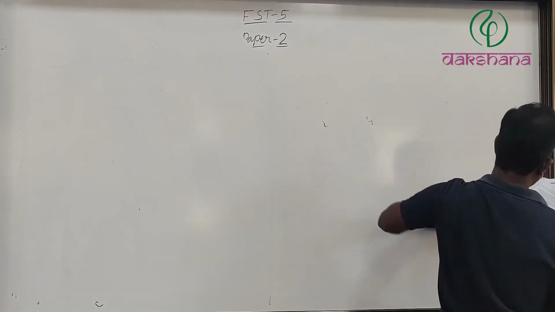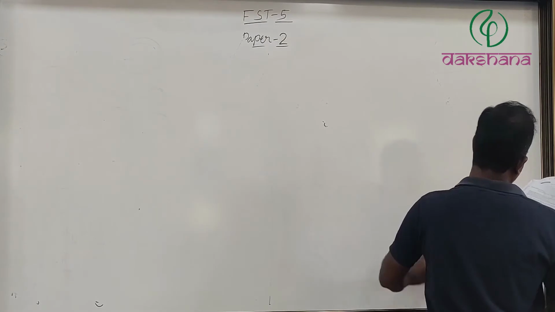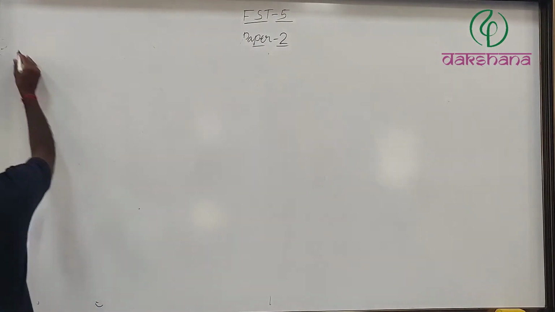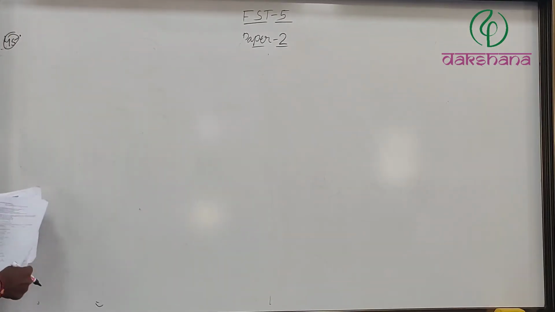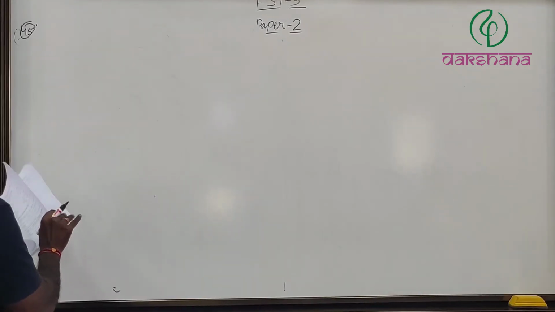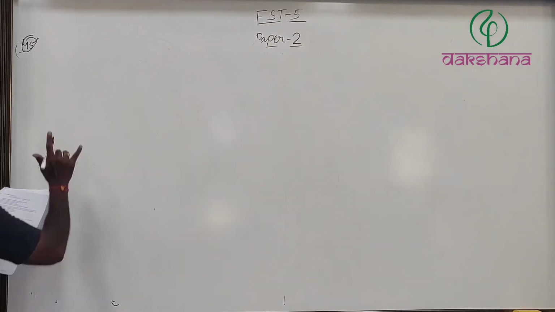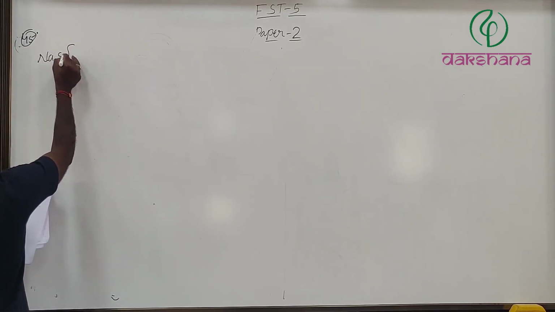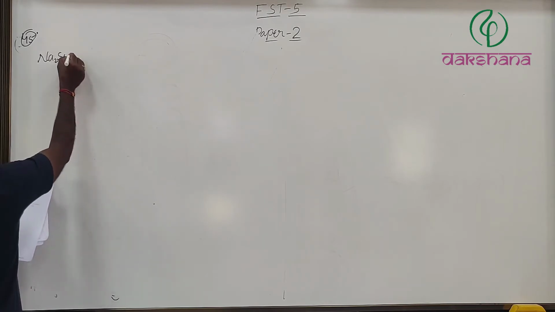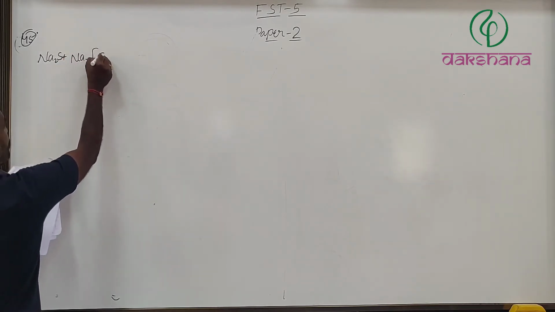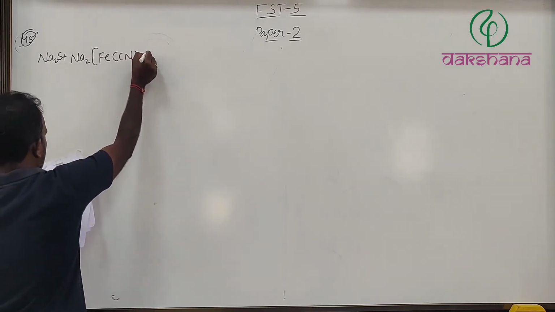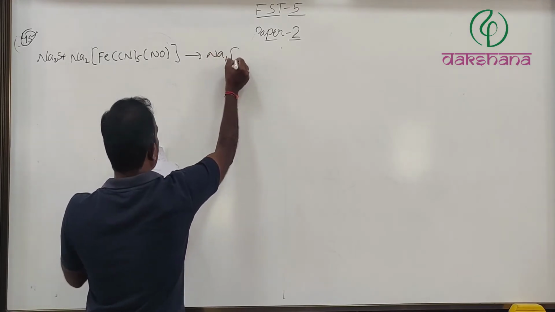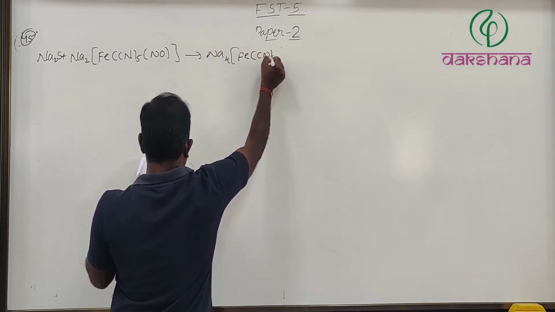That is the reaction, and for that a few expressions are given, we will see what that expression is. So question number 45. In question number 45, Na2S plus Na2[Fe(CN)5 NO] gives rise to Na4[Fe(CN)5 NOS].